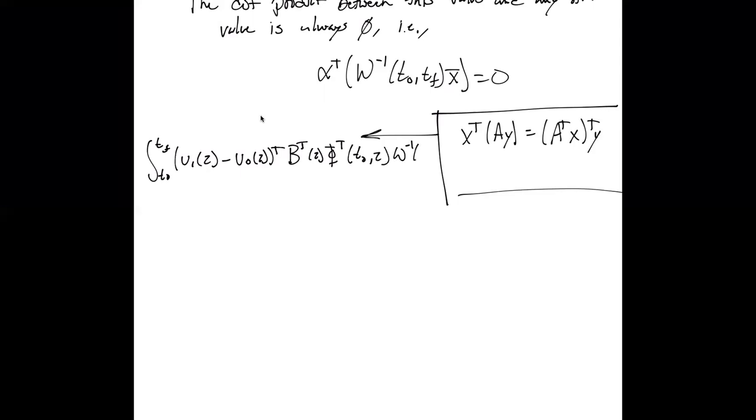phi transpose and W(T naught, TF) X bar d tau. And this guy is equal to zero. Let me fix this. All right, so then this will lead to, times U naught(tau) d tau. This occurs because if we look above, we can see that a portion of this is our minimum time controller, as seen above.